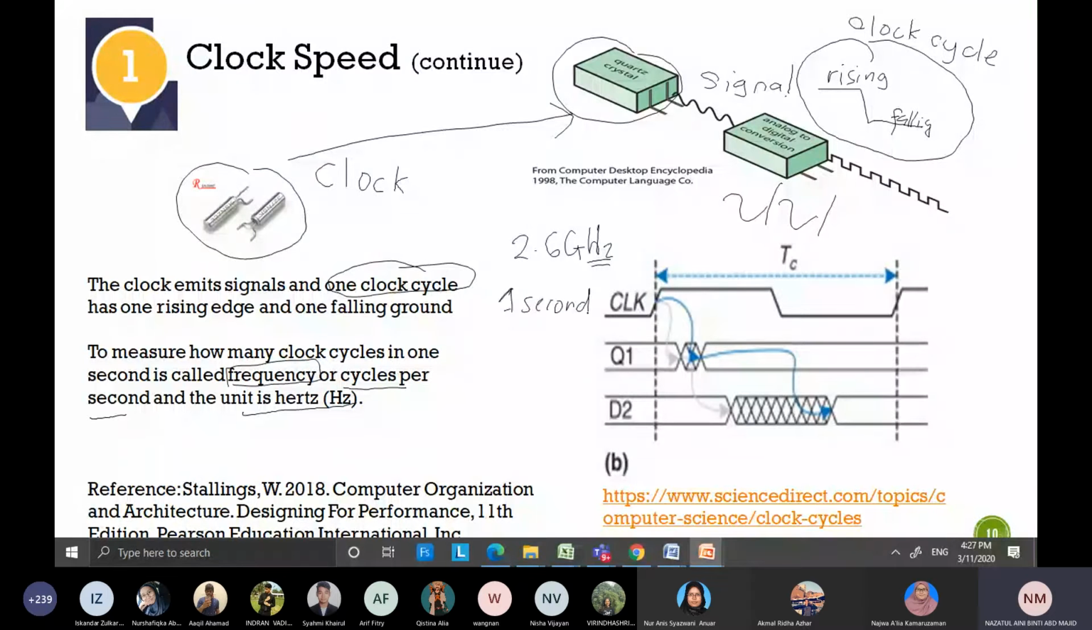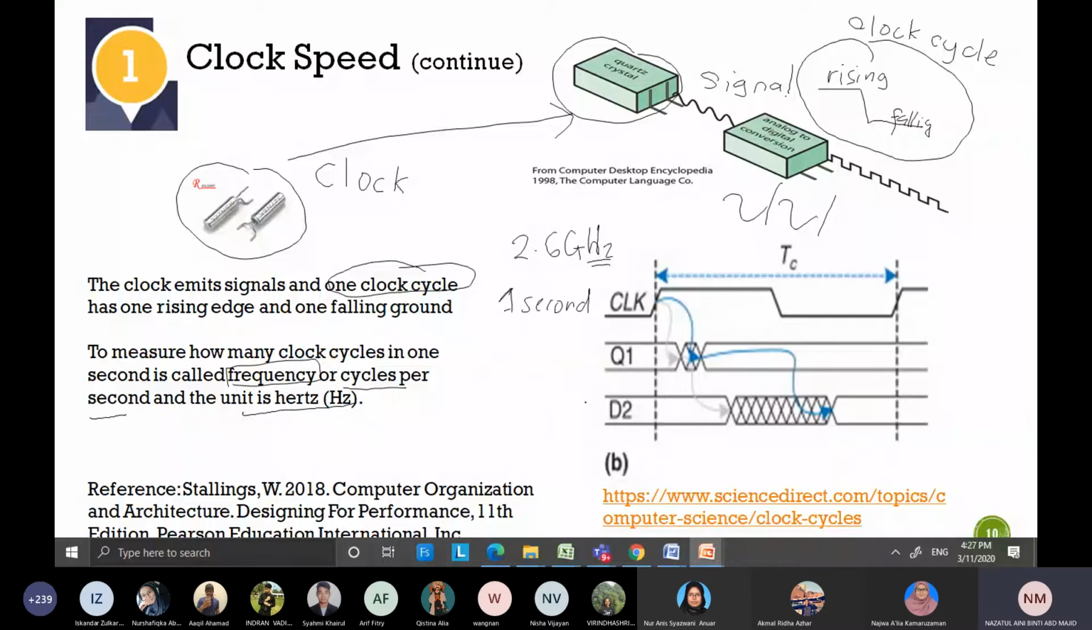Can you imagine how many cycles are emitted from the clock within 1 second? 2.6 billion maybe. Too many. Can you imagine that? Your computer does that, so be nice to your computer, okay? 2.6 billion clock cycles happen in only 1 second.